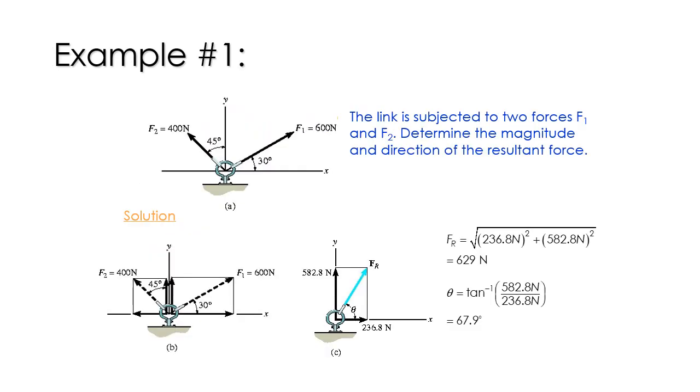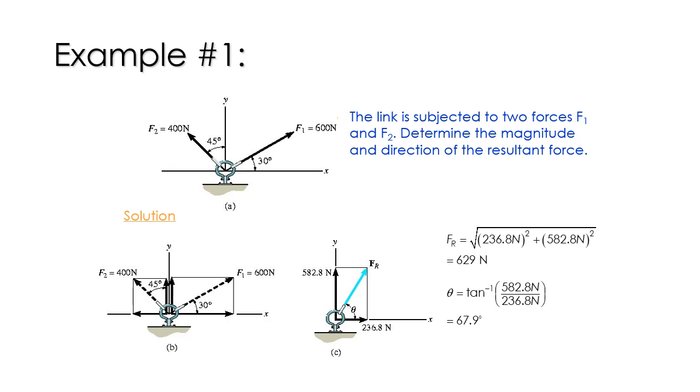So we have here example number 1. The link is subjected to two forces, F sub 1 and F sub 2. We are asked to determine the magnitude and direction of the resultant force. To get the magnitude and direction, we first get the x component and y component of each force.